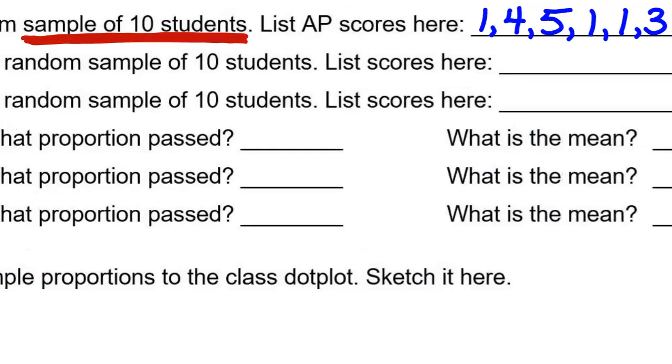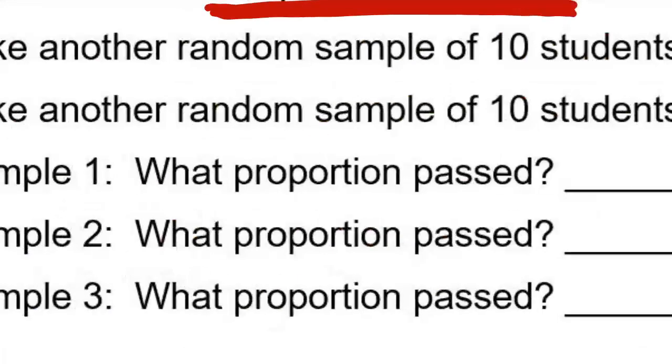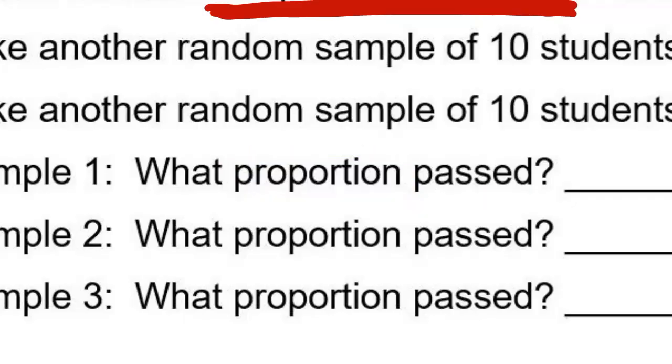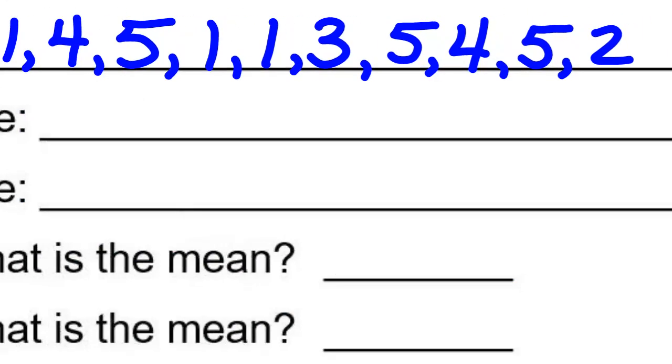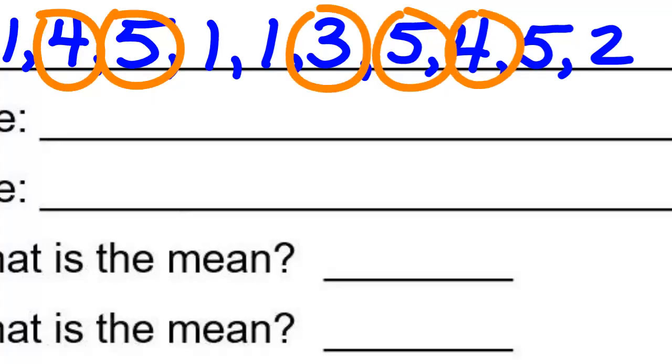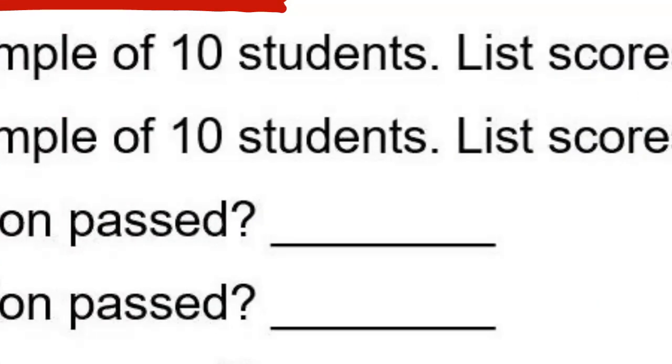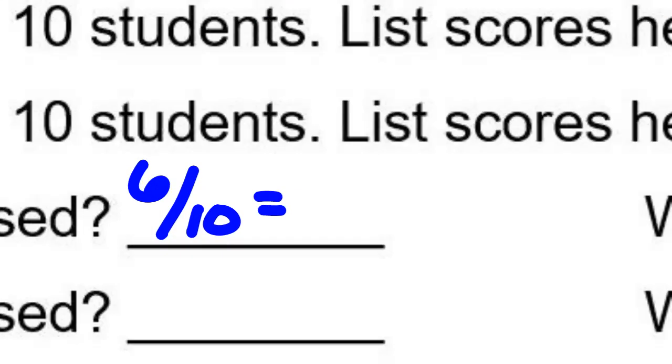Now, for each of these samples, you're going to do 2 things. You're going to calculate the proportion that passed. We said a passing score was 3, 4, or 5. So let's go through and figure out how many 3s, 4s, and 5s I've got. I've got 1, 2, 3, 4, 5, 6 out of 10. 6 out of 10 would be what? 0.6.